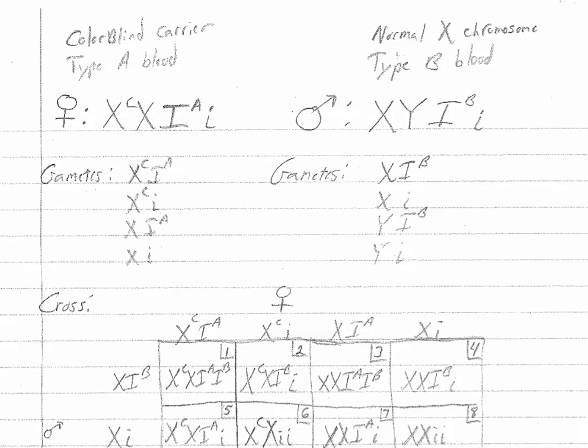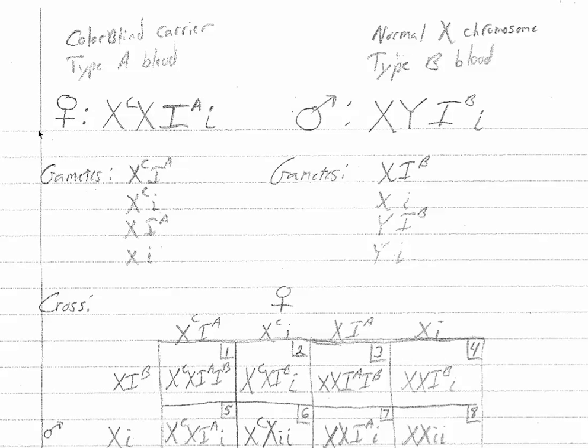This has to do with our genetics unit, and for this problem we're going to do a dihybrid cross for both an X-linked recessive trait, color blindness, and for blood type, which, as you know, for its pattern of inheritance exhibits both codominance and has multiple alleles.